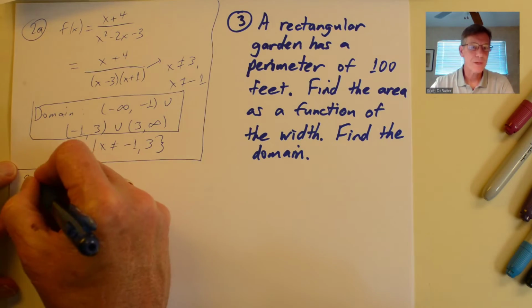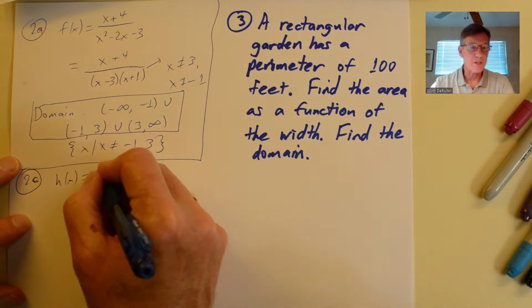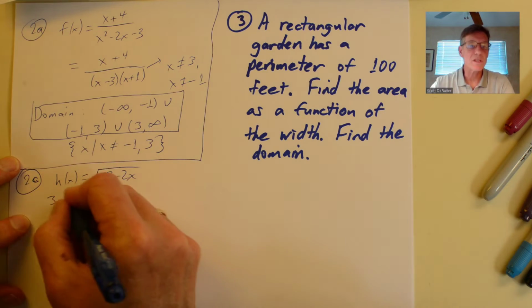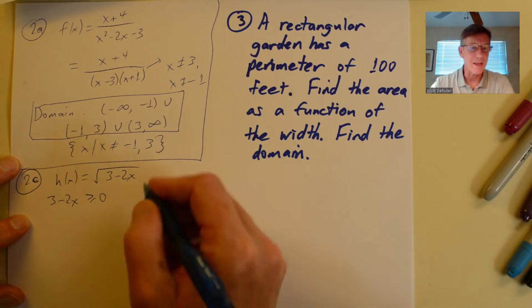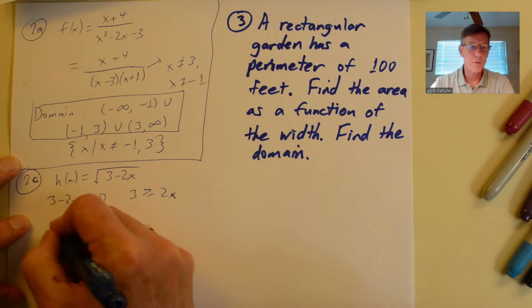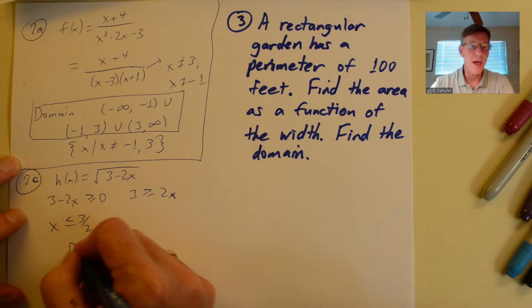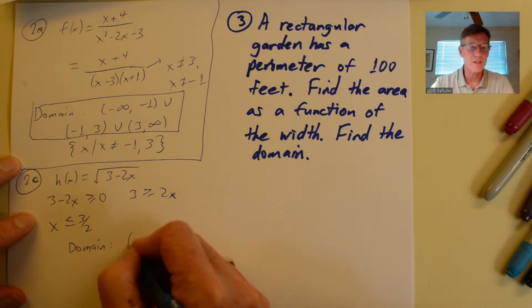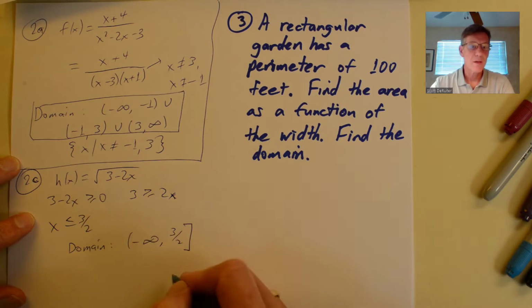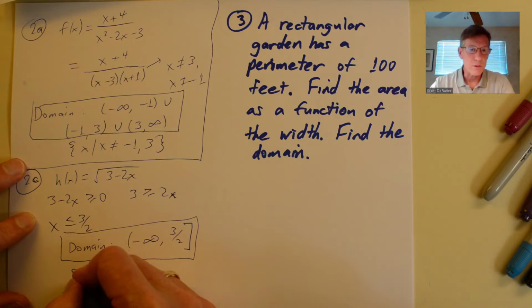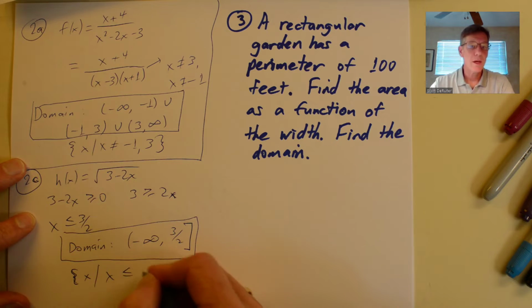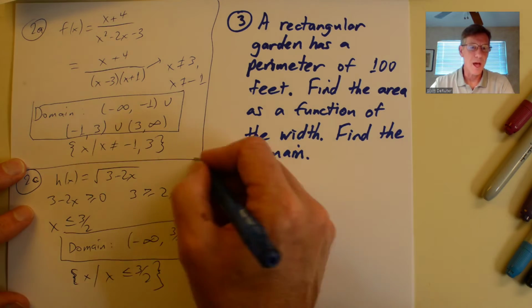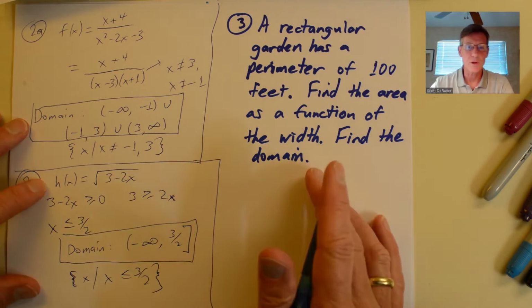Here's another one, 2C, where h of x is the square root of 3 minus 2x. What's inside that root has to be non-negative in order for us to get a real output. So x is less than or equal to 3 halves. So if we write that in interval notation, it's negative infinity to 3 halves. Again, the 3 halves is included, and the negative infinity is a symbol. It's not. Again, set builder notation should also be used.